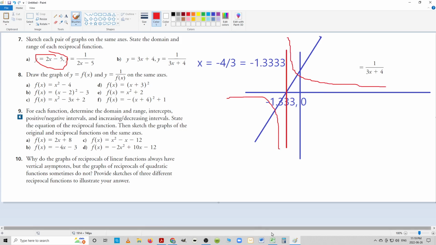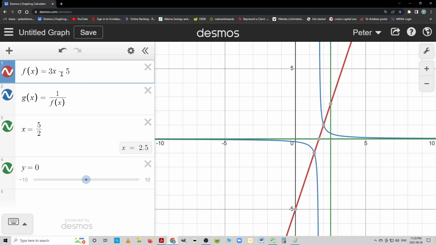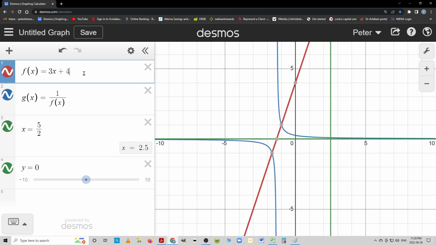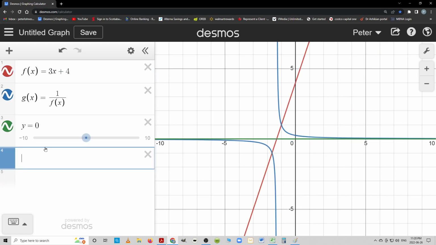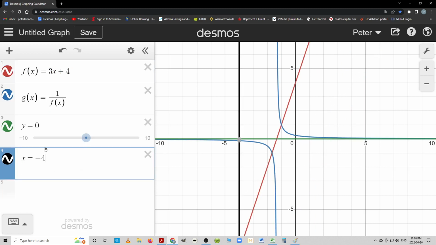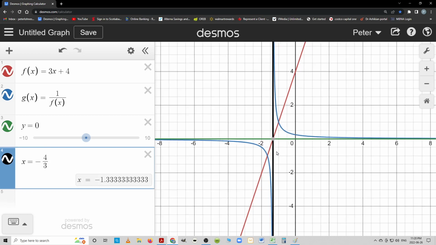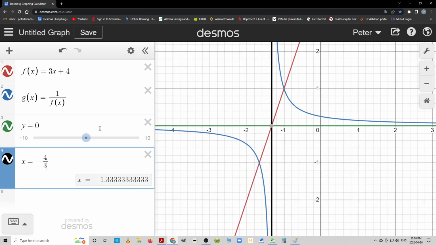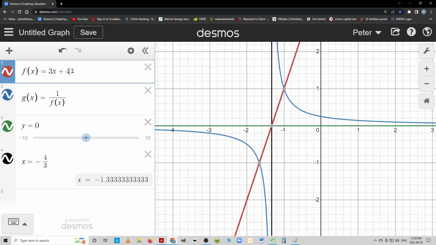And let's just see it. 3x plus 4. You should use Desmos for most of this because after a while it gets tiresome drawing it. So x is equal to negative 4 over 3. There we go. And we can see the graph. And there's the red line. 3x plus 4. Yeah, and you can see it's going through the asymptote there. That's the y-axis over here at negative 1.333.